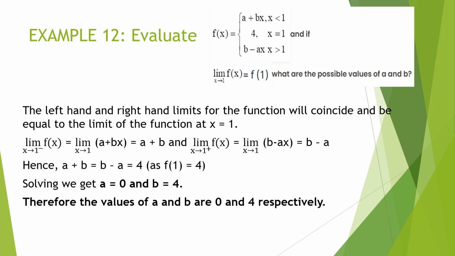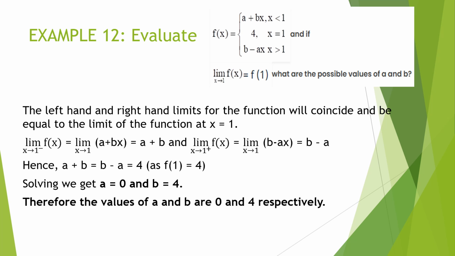Correct? Now over here, when will the limit x tends to 1 of f(x) exist? When both left and right limits will be the same. So first thing is we find the limit of the function from the left and right side. So limit x tends to 1 minus f(x) is equal to limit x tends to 1 of a plus bx. Why? Because when x tends to 1 from the left hand side, x is less than 1, and the function f is defined as a plus bx. So here put x as 1, you will get a plus b.